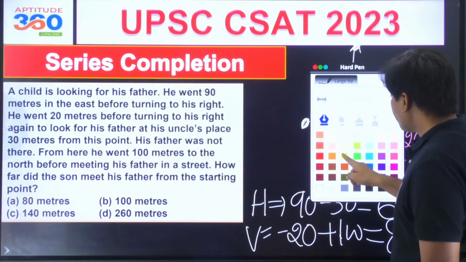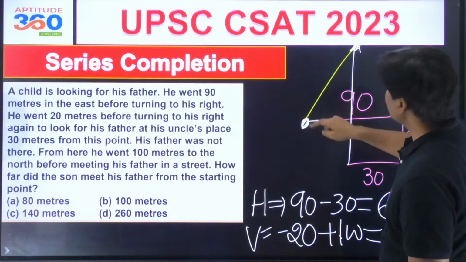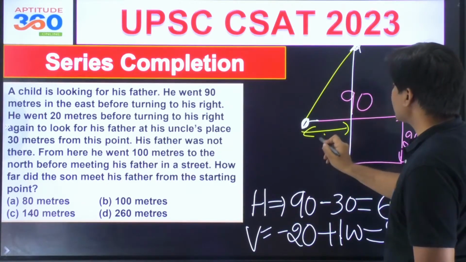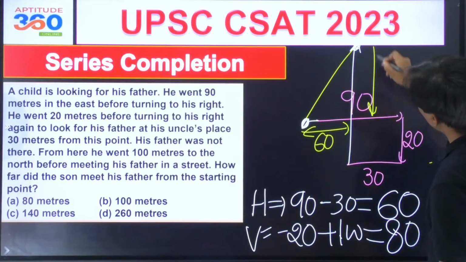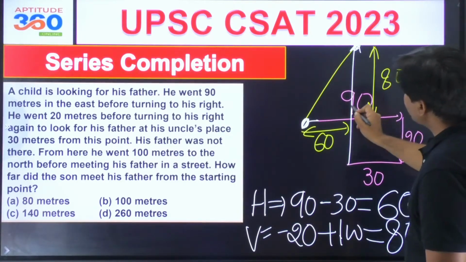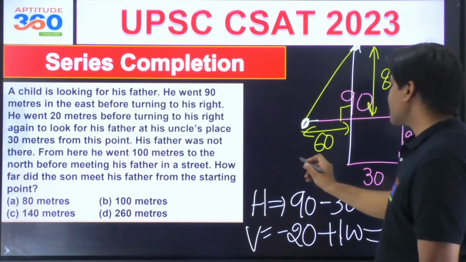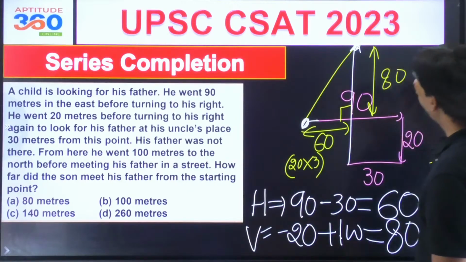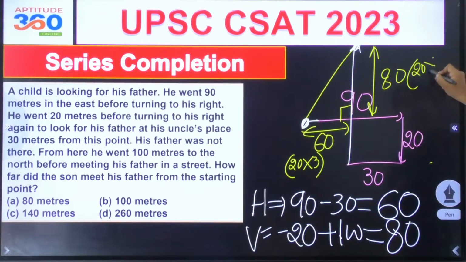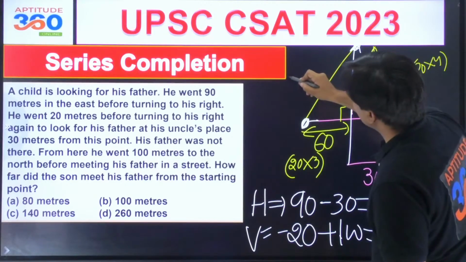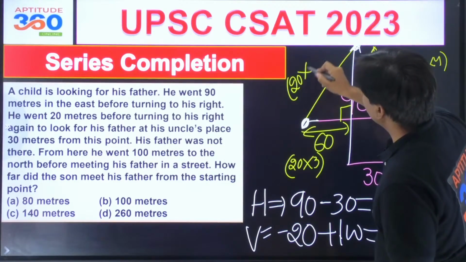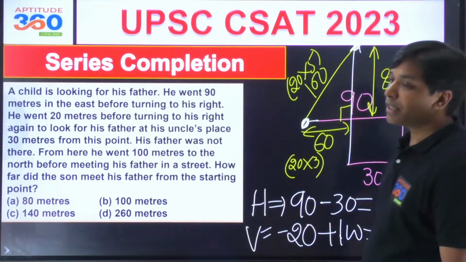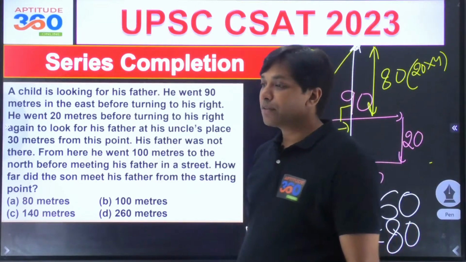So you know for sure that this distance you need to find out. The horizontal distance is 60 and the vertical distance is 80 and this is 90 degrees. And see, this 60 is what? 20 into 3, isn't it? What is 80? 20 into 4. So this is going to be 20 into 5. Now you do the calculation for yourself. I am getting 100. Are you getting 100? Everybody? Are we getting 100?